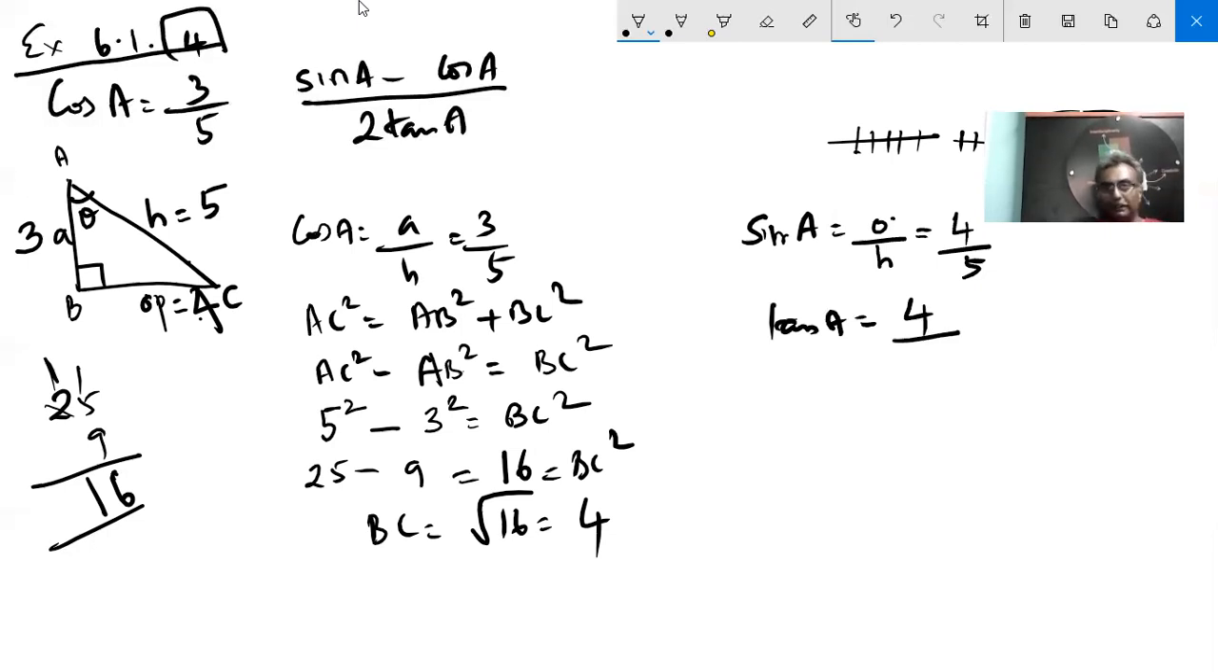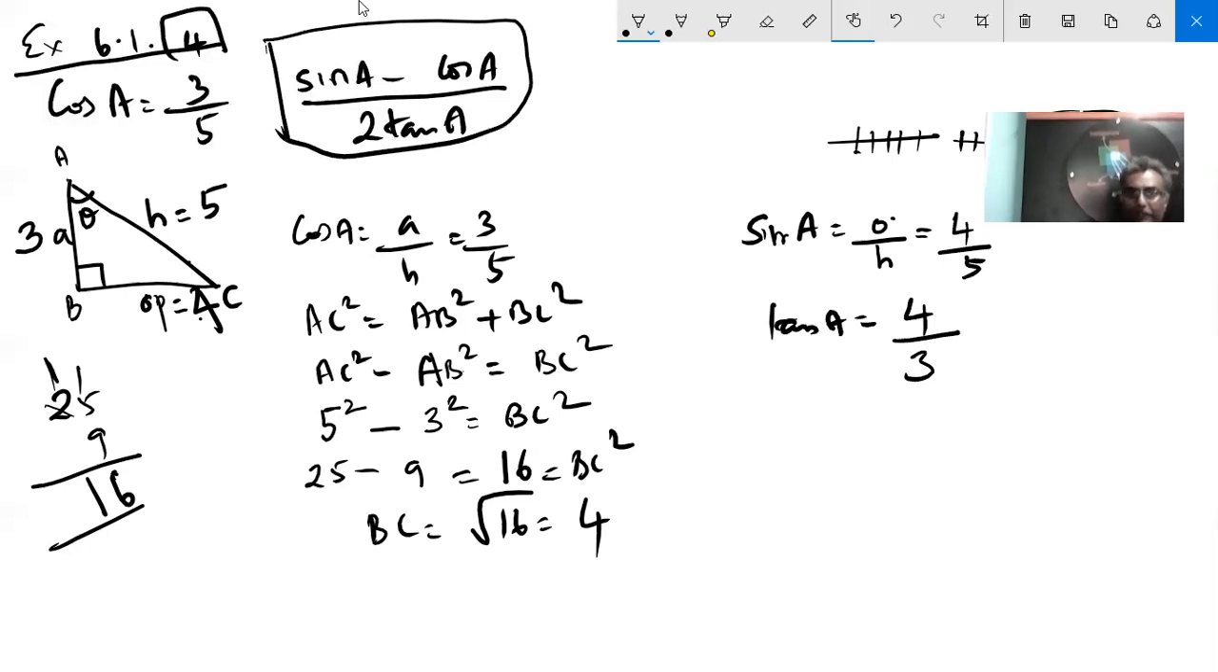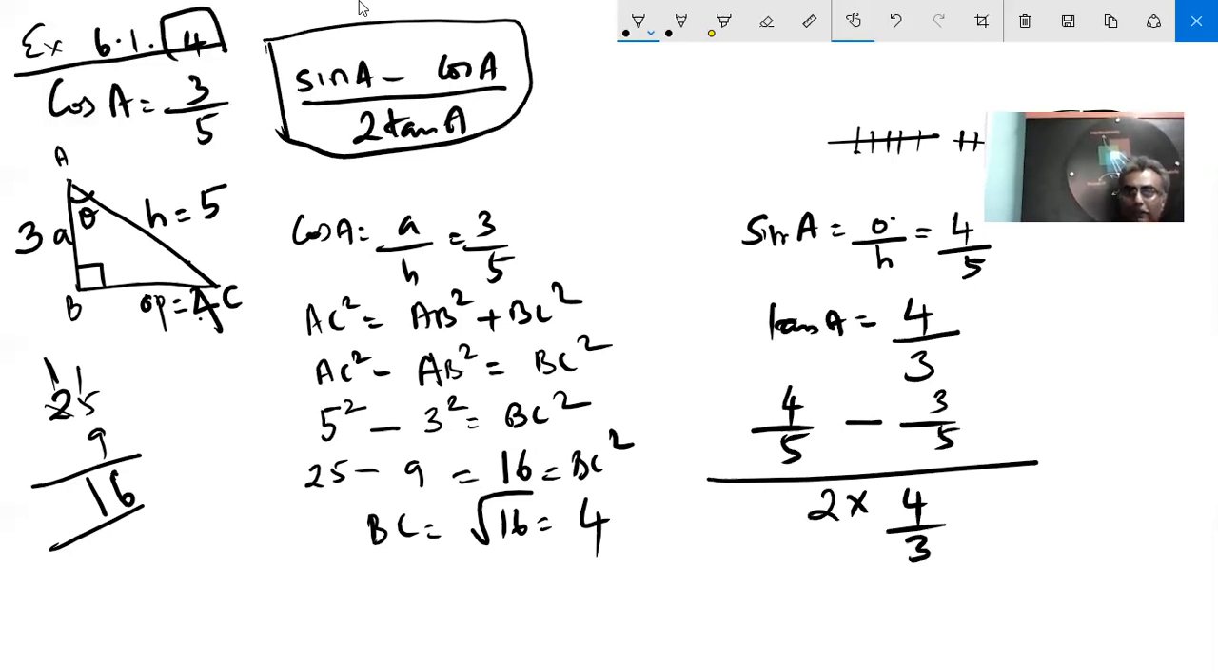Opposite side by adjacent side. Okay. Now you have to find out the value of that thing. Substitute: sin A is how much? 4 by 5. Minus cos A is how much? 3 by 5. Divided by 2 into what? 4 by 3. So 4 by 5 minus 3 by 5 is equal to how much? 1 by 5.